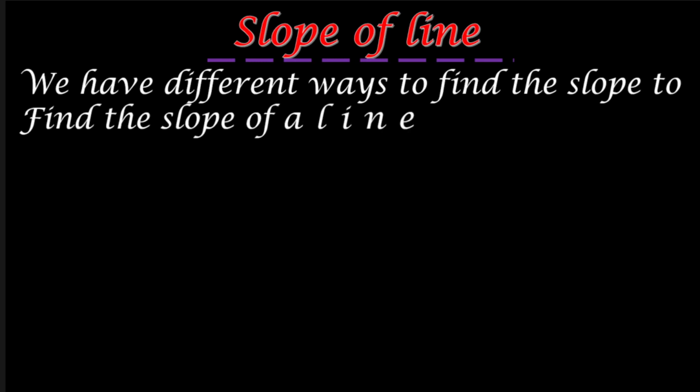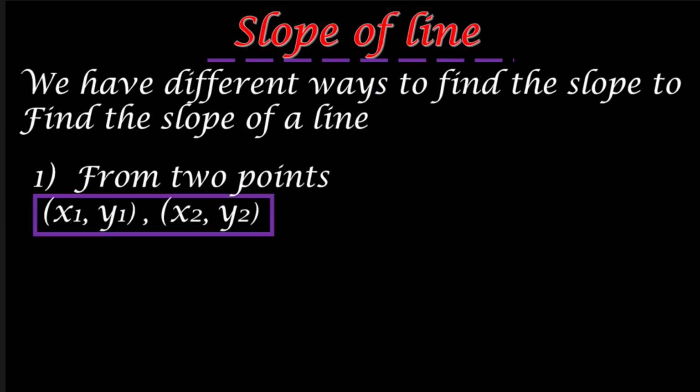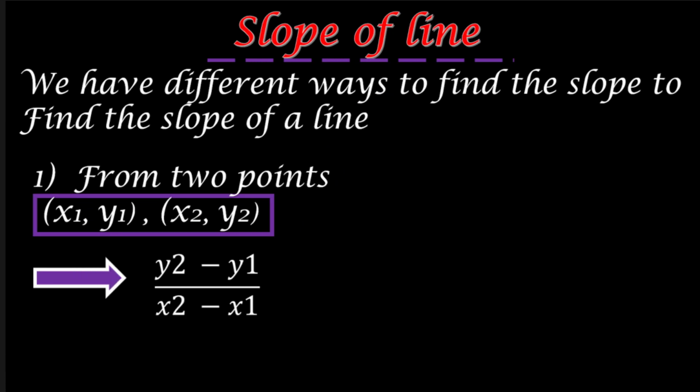We have different ways to find the slope of a line. The first one is from 2 points, which we studied before. If we have 2 points, x sub 1, y sub 1 and x sub 2, y sub 2, the slope equals y sub 2 minus y sub 1 over x sub 2 minus x sub 1. So difference of y over difference of x, or delta y over delta x.